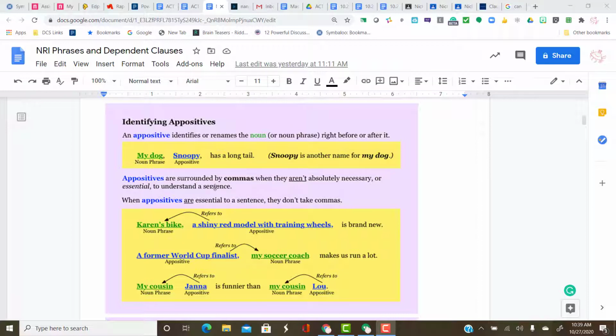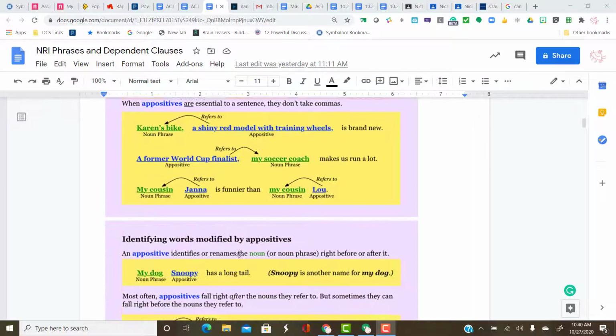Surround an appositive or an appositive phrase with commas when it is not essential information. If I only have the one dog, I don't need to name him Snoopy. It's not essential, so I put it in commas. It's extra information. But when appositives are essential information, no commas. Look down here. My cousin Janet is funnier than my cousin Lou. I can't just say my cousin is funnier. You need to know which cousin, because I've got more than one. I only had the one dog, so you could assume which dog it was. Non-essential, commas. Janet, I have several cousins. Essential, no commas.